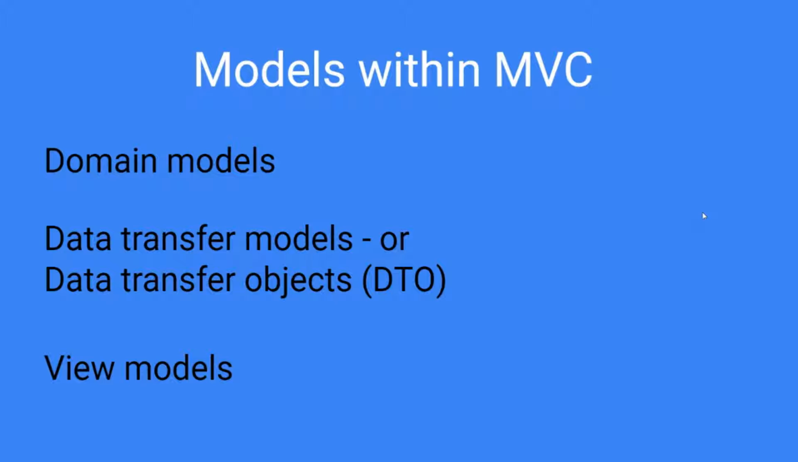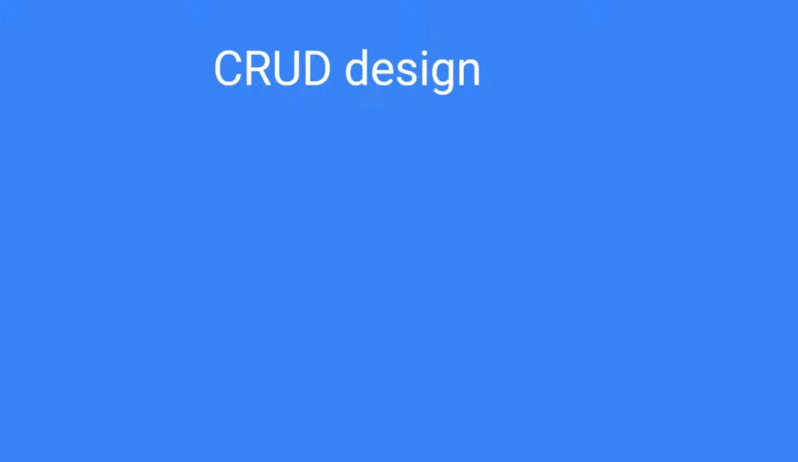So generally that's what view models are for. We can also use them as data transfer models to send information back. As best practice, when dealing with more complex stuff, it's generally good to keep these three things separated, even if it means transferring from one kind of model to another. It just helps to keep things nice and clean within the code. The next thing we're going to talk about is something called CRUD design.